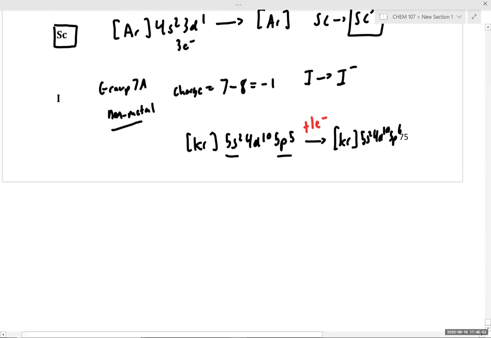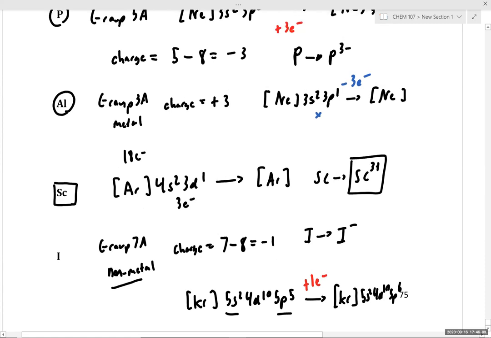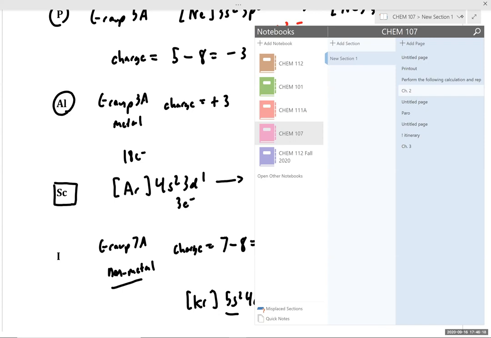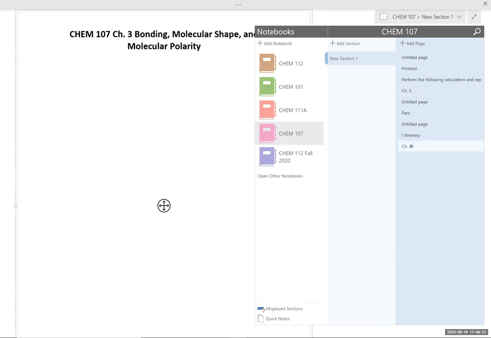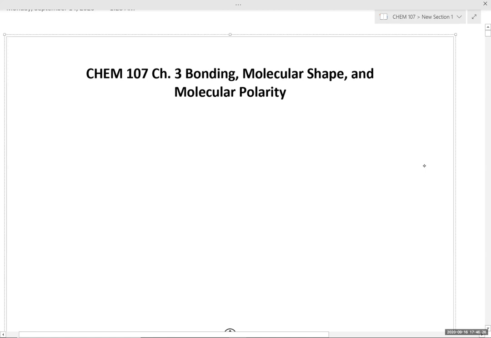So we're at the end of chapter 2. So the quiz and homework for chapter 2 are going to be due Sunday. What we're now going to do is we're going to switch gears. I'd like you to get out your chapter 3 notes, and we're going to start on chapter 3, which covers bonding, molecular shape, and molecular polarity, as well as naming and classifying ionic and covalent compounds.